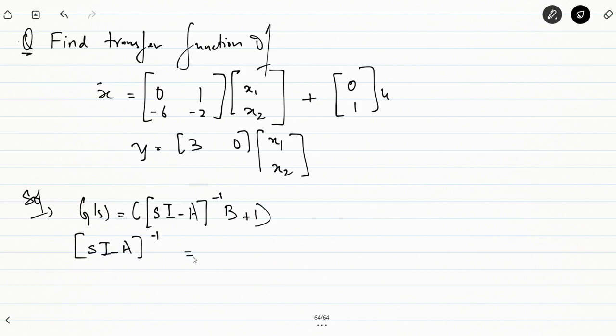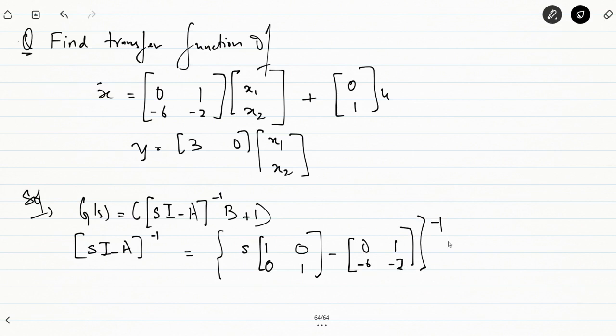Fine. So what will (sI minus A) inverse be? It will be equal to s into I. The order of I will be the order of the A matrix. Since A is 2 cross 2, I will also be a 2 cross 2 matrix, [1 0; 0 1], minus A, [0 1; minus 6 minus 2], the inverse of this. So this means basically [s minus 0, minus 1; plus 6, s plus 2].